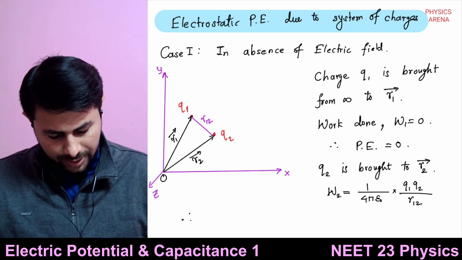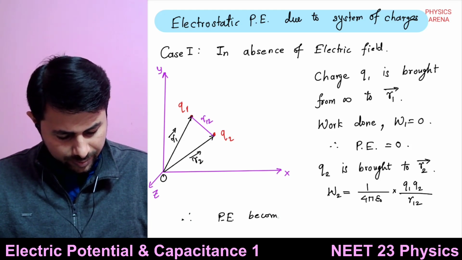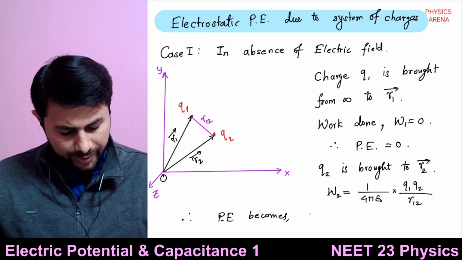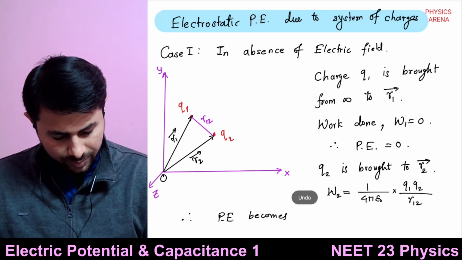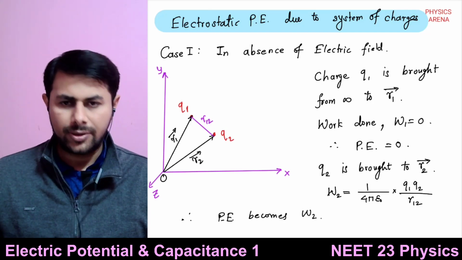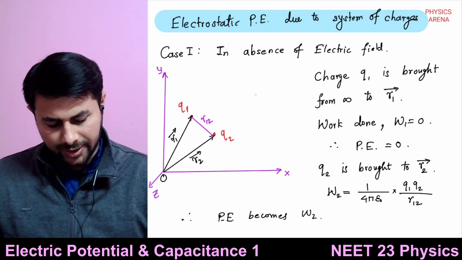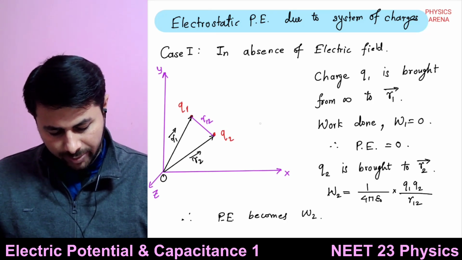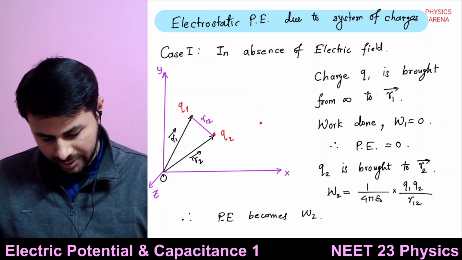And therefore now potential energy becomes W2, right? So next you bring the third charge. You bring third charge Q3 and keep it at some location. Let's suppose we keep it here. Let's call it Q3.